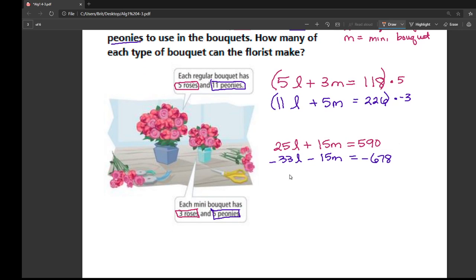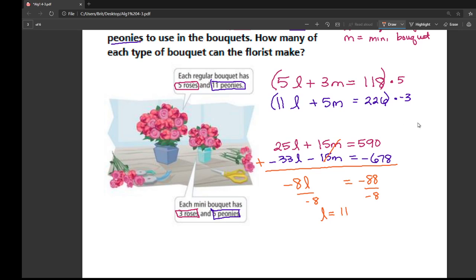So now these equations are set up so that I can just add them together, and this variable should be eliminated. So 25L minus 33L is negative 8L. Here my M's cancel out, and 590 plus negative 678 is negative 88. And if I divide both sides by negative 8, I get that L, or the number of large bouquets, is 11.